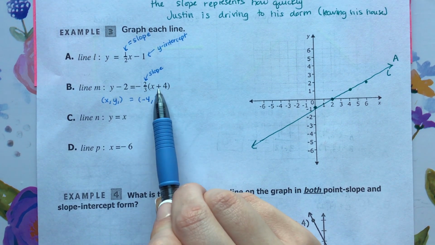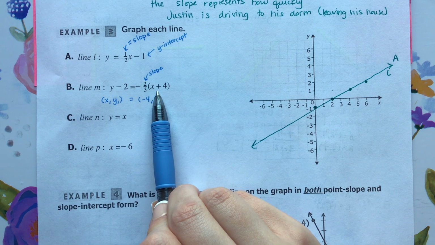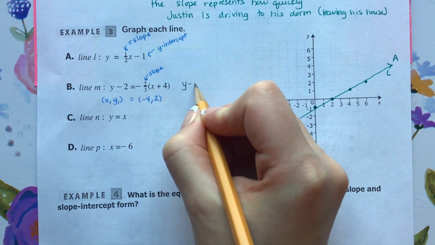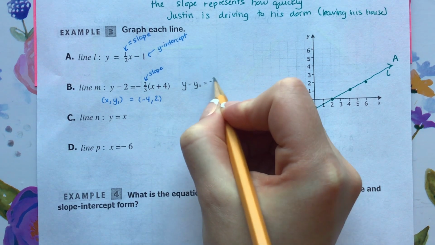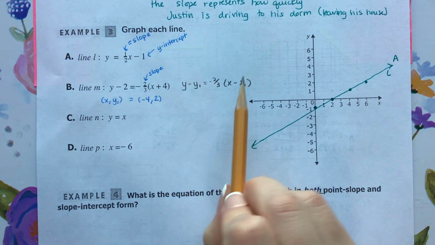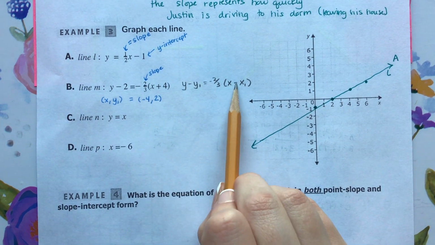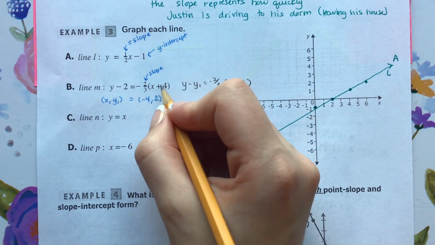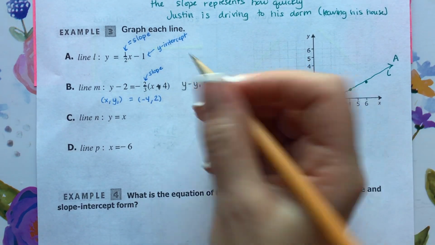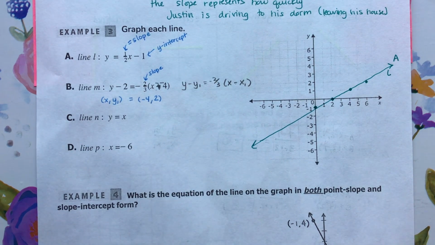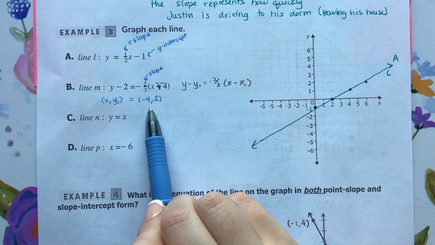My formula is y minus y sub 1 is equal to -2/3 x minus x sub 1. This positive is opposite from this negative. So if this were in the exact order, it would say minus -4, and that's how I would get that negative. So now I have my coordinate.